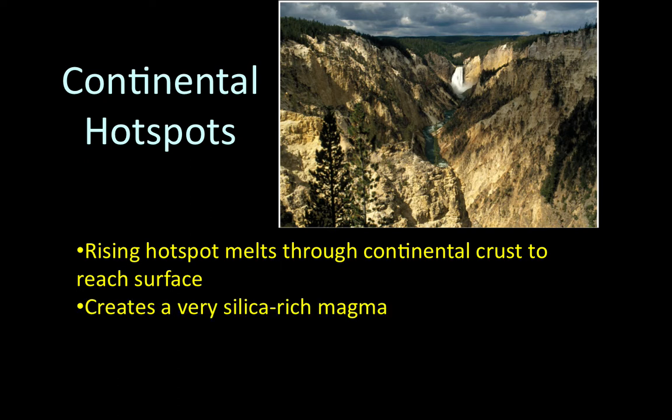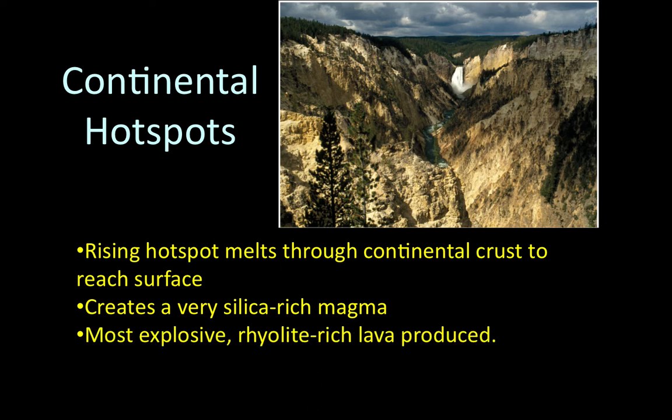And so what happens is the hotspot melts the continent and it actually creates a very silica-rich magma, probably some of the most silica-rich magma that we have on Earth. And the result of that is a very, very explosive volcanic eruption. So an example of this would be Yellowstone.